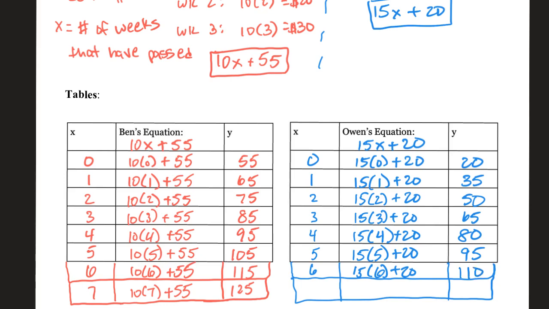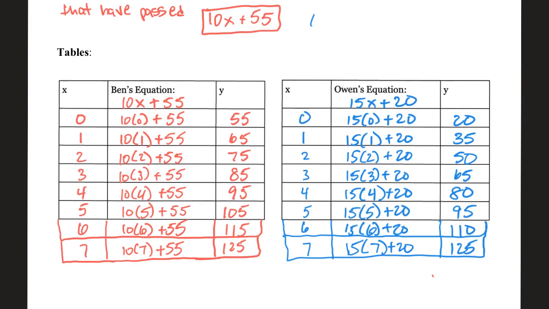And then let's do one more. Let's see if it matches, hopefully. Otherwise, we're going to add some more. 15 times 7 plus 20. We'll add 15 to 110. We get 125. Hey, there we go. There it is, folks, right there, 125 each.